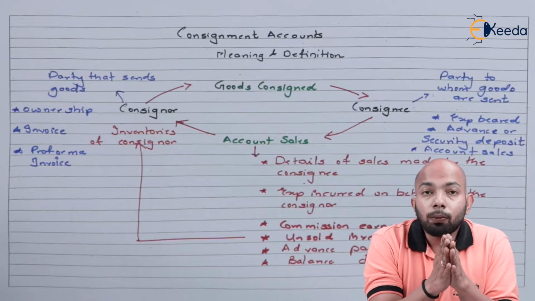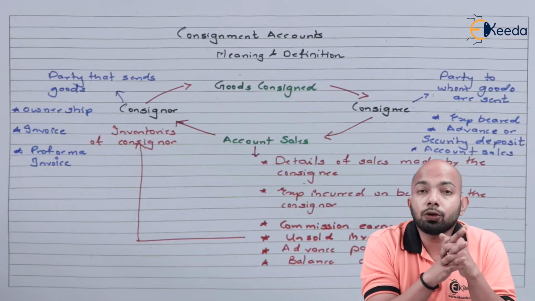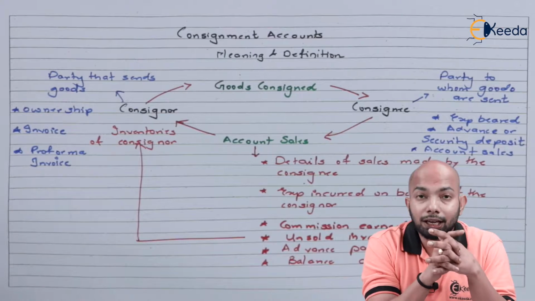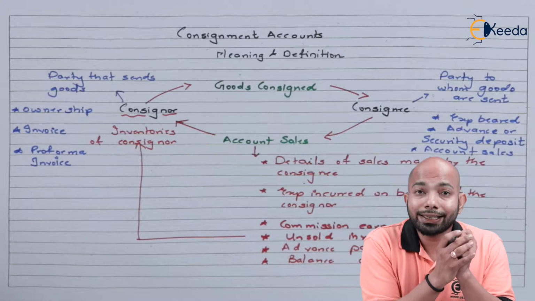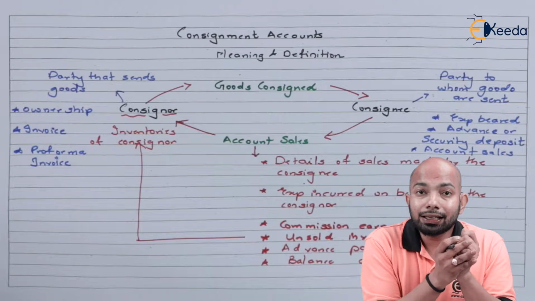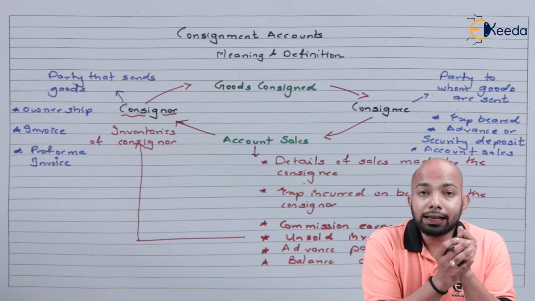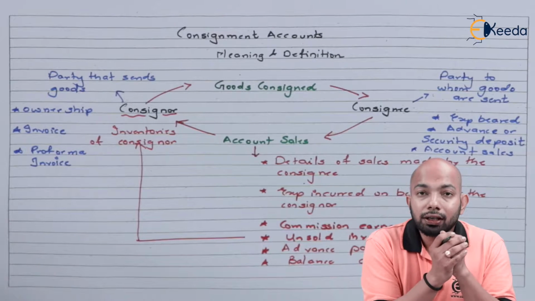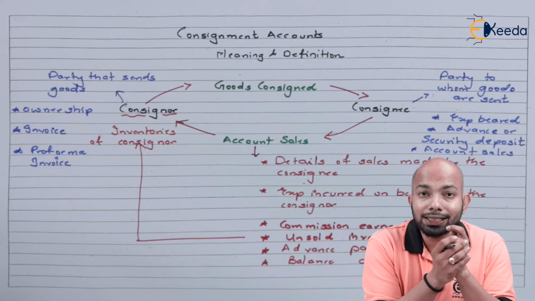Now, the flowchart that has been drawn here will give you a brief explanation about what we are talking about when it comes to consignment accounts. There are two parties in this transaction. One is a consignor, one is the consignee. Consignor is the one who sends goods to the consignee, and consignee is the one who receives them. Now, the job of the consignee is to sell those goods on behalf of that consignor.